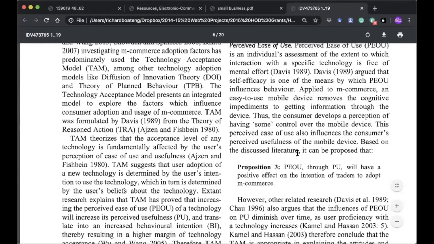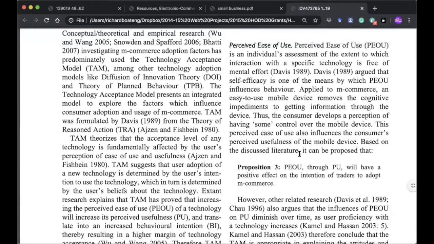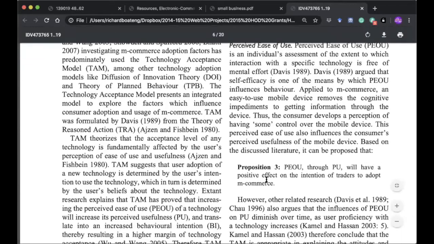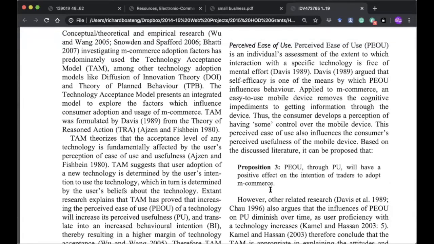Based on the discussed literature, based on what? The discussed literature, then the theory that we are using, that's David's theory, the technology acceptance model. It can be proposed that, propositions come from where? The literature and the theory. Perceived ease of use, through perceived usefulness, will have a positive effect on the intention of traders to adopt m-commerce. So when we go into the data analysis and we collect data, we want to find out if there are instances where the perceived usefulness has encouraged somebody to use a mobile phone.